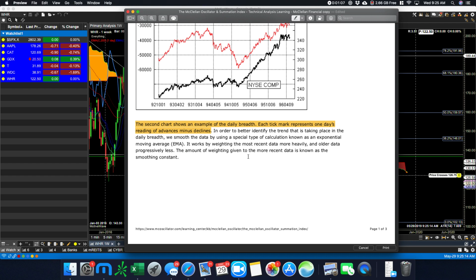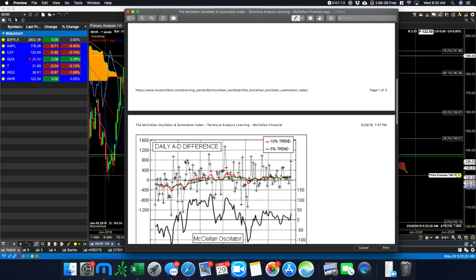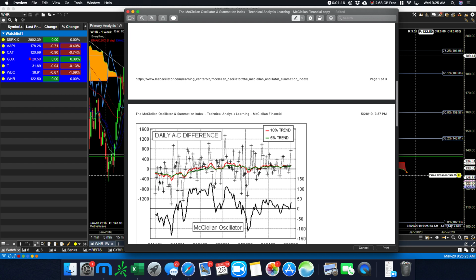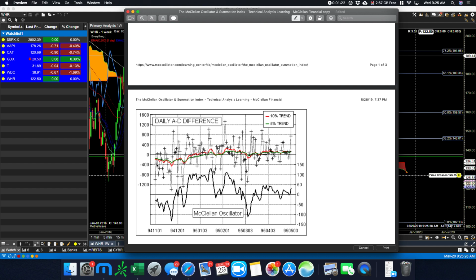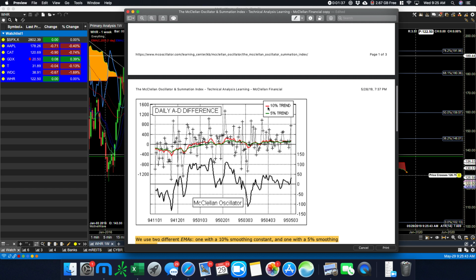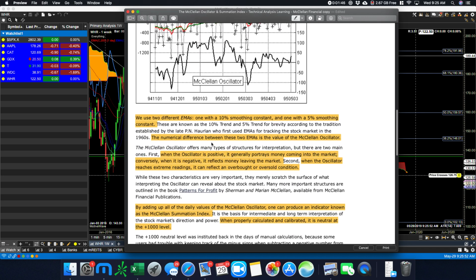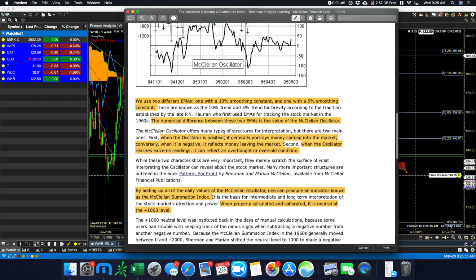The second chart here shows an example of daily breadth. Each tick mark represents one day's reading of the advances and declines. These tick marks, not to be confused with the little tick marks we see on the McClellan Oscillator, are the raw advancers minus decliners. Then they take two smoothing averages, one with a 10% trend, the red one, and one with a 5% trend, and they plot the difference between the 10% and the 5% line. These two EMAs, the numerical difference between them, is called the McClellan Oscillator.